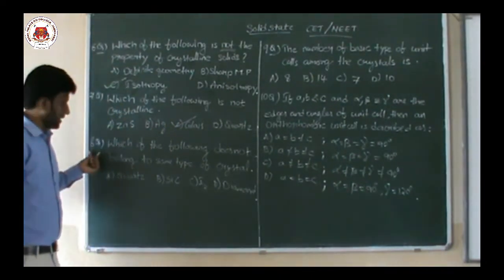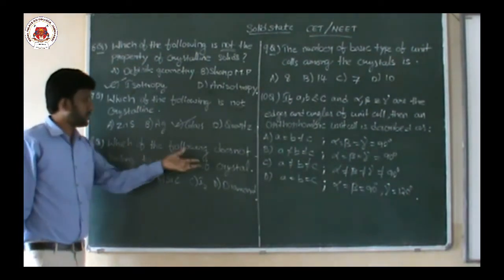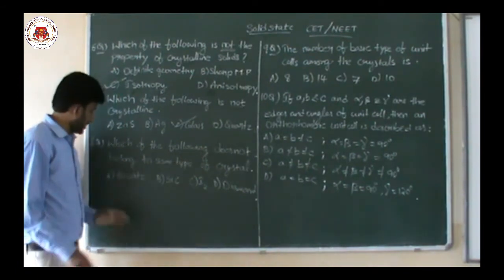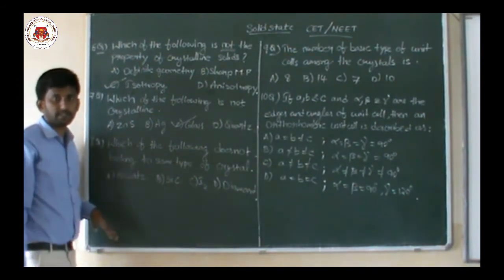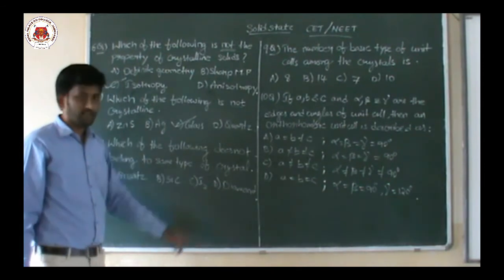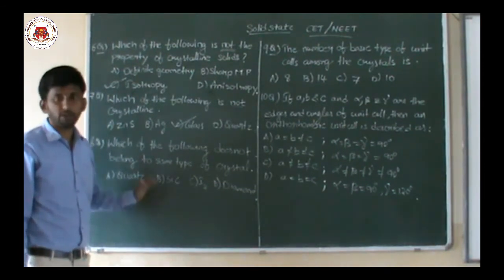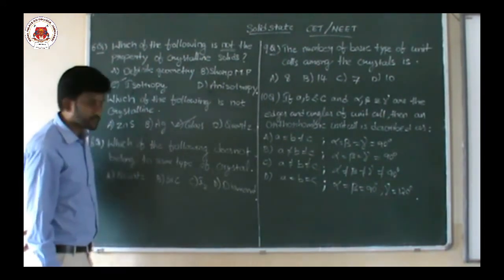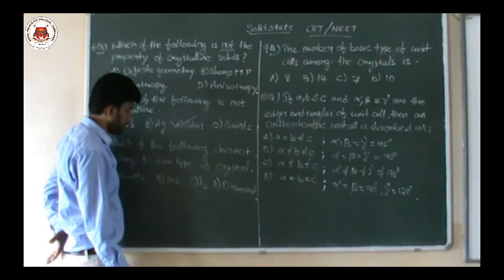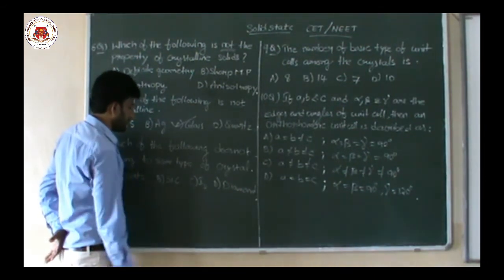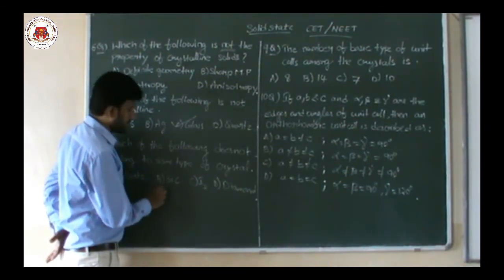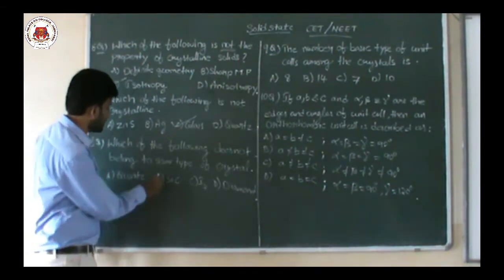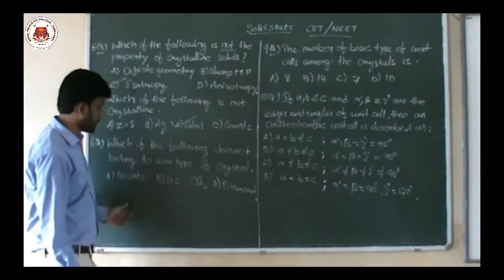Eighth question. Which of the following does not belong to the same type of crystal? There are 4 crystals given to us. They are asking which one is odd among the given options. Quartz is a crystalline solid. Similarly, diamond is crystalline. Silicon carbide and iodine. They should belong to the same type. So which one does not belong to the same type?